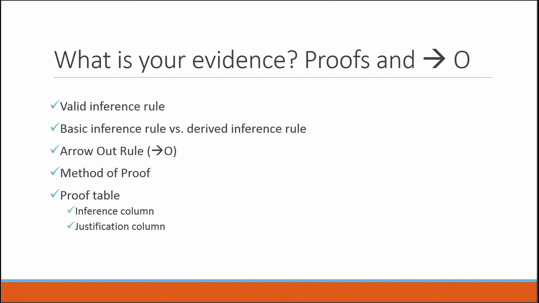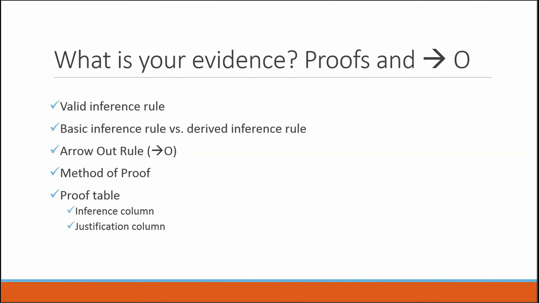We're not going to use derived inference rules or shortcut rules very much in this class, though you will be tempted to do so. We learned the basic inference rule, arrow out rule, and you should be able to see that arrow out rule is self-evidently valid. If you don't see how it's valid, how if the premises are true, the conclusion necessarily has to be true, ask about that. That's important.